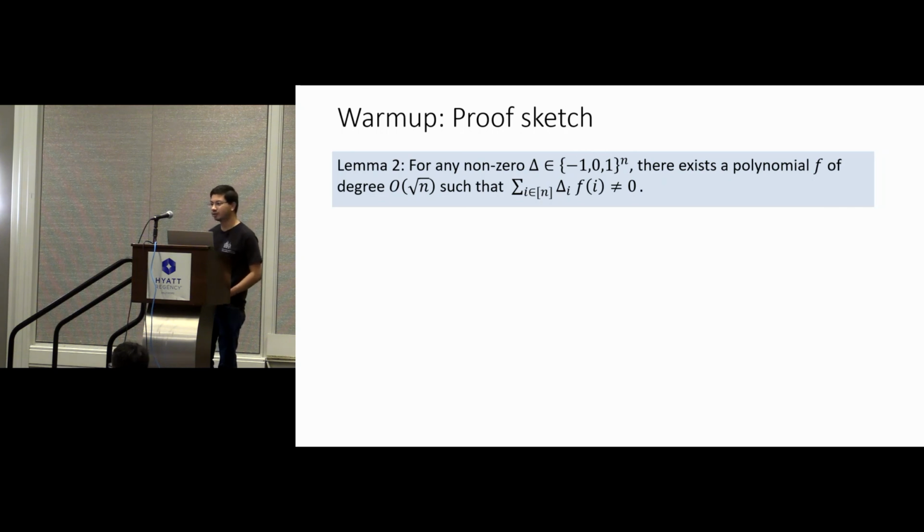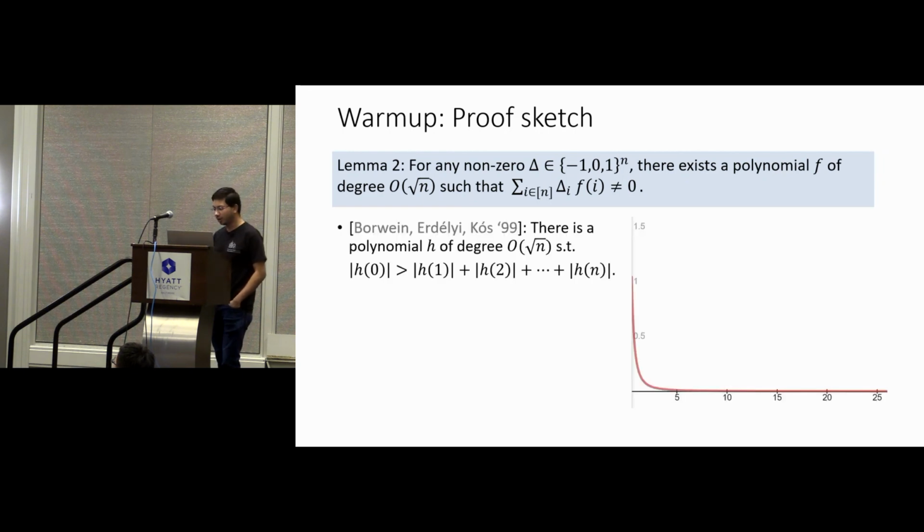The second proof is significantly harder. It involves construction of a certain polynomial by Borwein, Erdélyi, and Kós, which has this property that it's a polynomial of degree root n, and it has this very sharp decreasing value property, which says that the value at 0 is more than the sum of the values on all integer numbers between 1 and n.